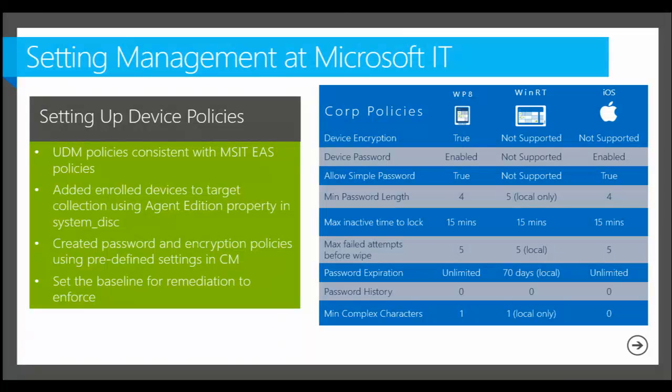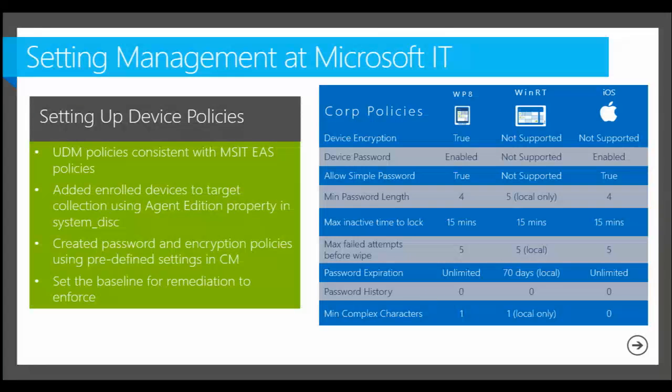First, there is a new attribute, or a new column, in System Disk called Agent Edition, which can tell you what all the devices are that are enrolled by Windows Intune. We were trying to find out how to identify these devices because we have this big set of 300,000 desktops along with these newly enrolled devices. So that was one of the challenges that we had, but we were able to easily identify these enrolled devices using Agent Edition. This is a numerical value, and the values for iOS, Windows Phone 8, and Windows RT are different, so you can easily identify the devices.